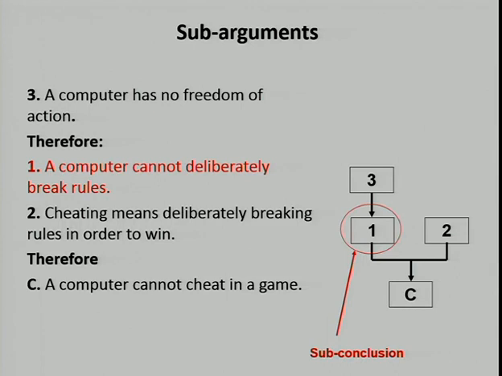So it's a premise for the main argument. It's a sub-conclusion for the sub-argument. And that needs to be flagged. And this is important. You need to flag that in your standard form reconstruction as well. You need to preface it with therefore. And you need to show it in your argument map. Okay. That clear so far?